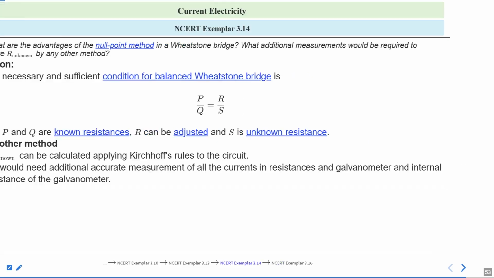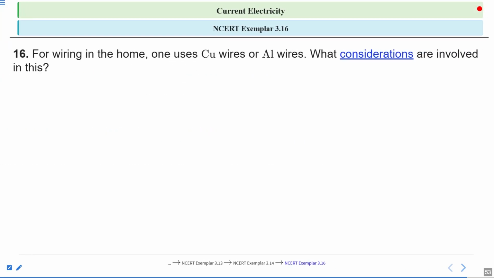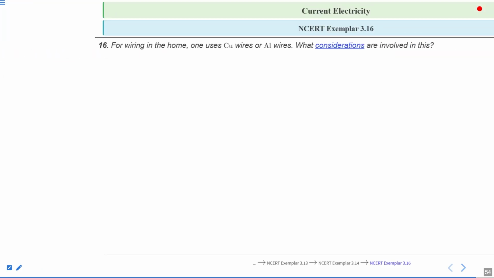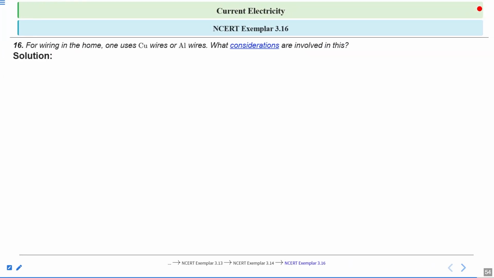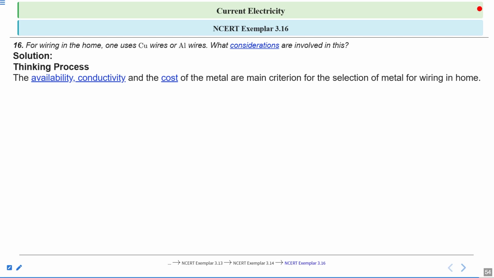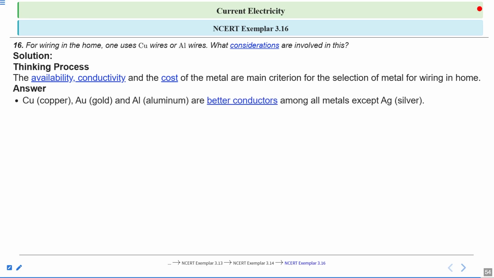Okay, so the next question is 3.16. For wiring in the homes, one uses copper wires and aluminum wires. What considerations are involved in this? Let's see the solution. What is the thinking process for this? The availability, conductivity, and cost of the metal are the main criteria for selecting the metals for wiring in the home. So what is the answer?